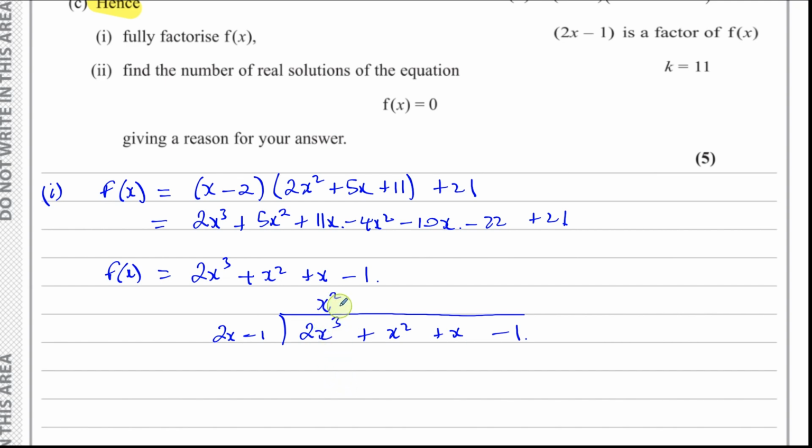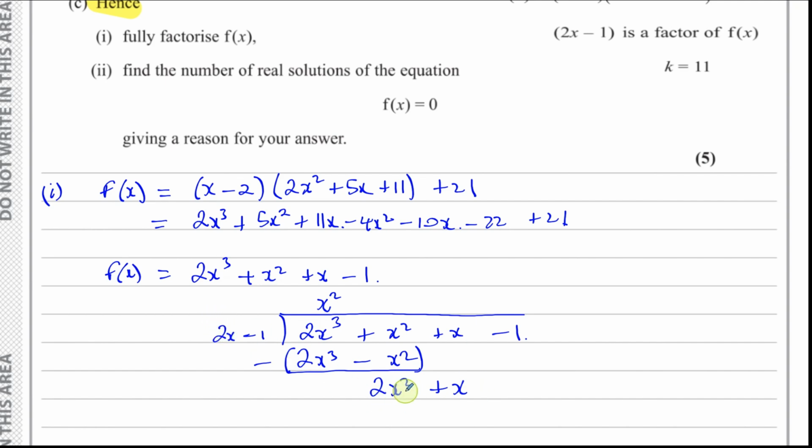Okay, so that's how you start. And then you say, okay, I need to multiply x squared with these two terms. So you're going to have 2x cubed minus x squared. And then these two lines we have to subtract. Of course, 2x cubed minus 2x cubed is 0. Be careful here because it's x squared minus, which is plus x squared, which gives us 2x squared. Bring down the next term and then repeat the same procedure.